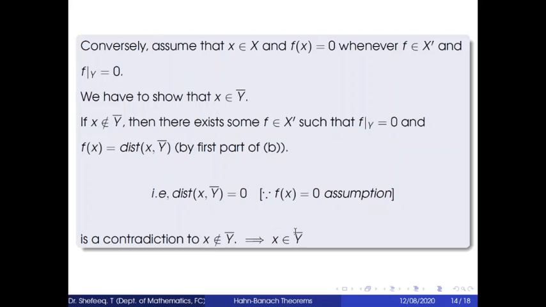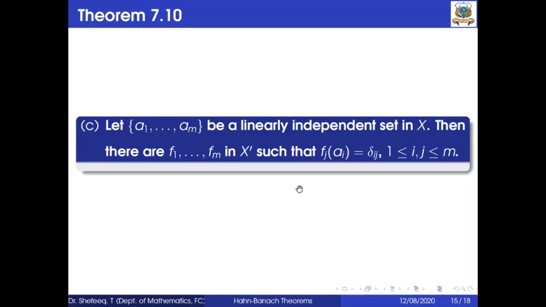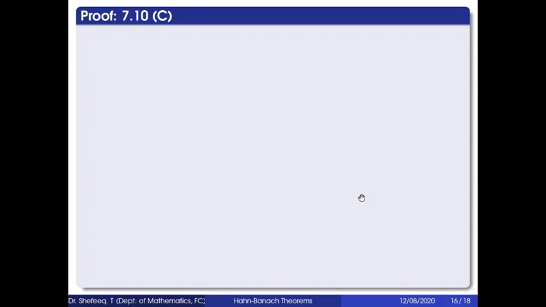Now the C part of theorem 7.10. Let the set a1, a2, ..., am be a linearly independent set in X. Then there are f1, f2, ..., fm in X' such that fj(ai) is equal to delta ij, where i and j vary from 1 to m. So, proof of the C part.